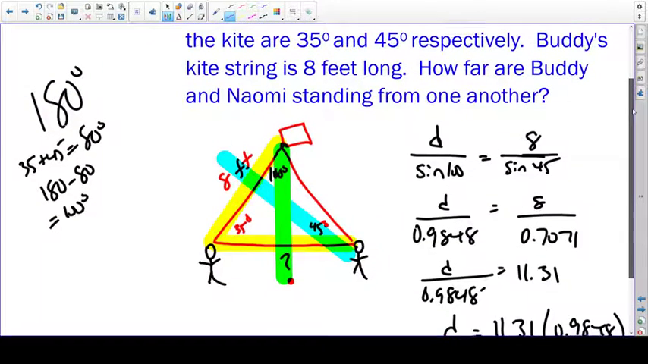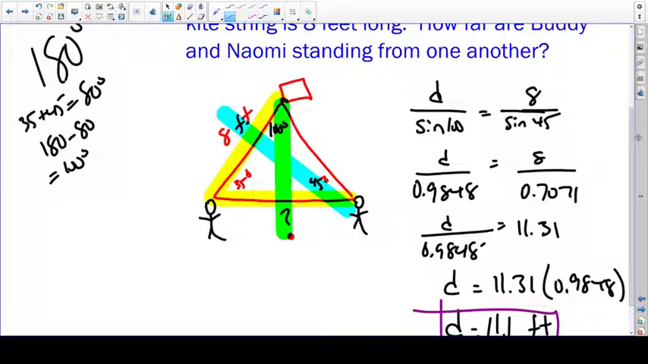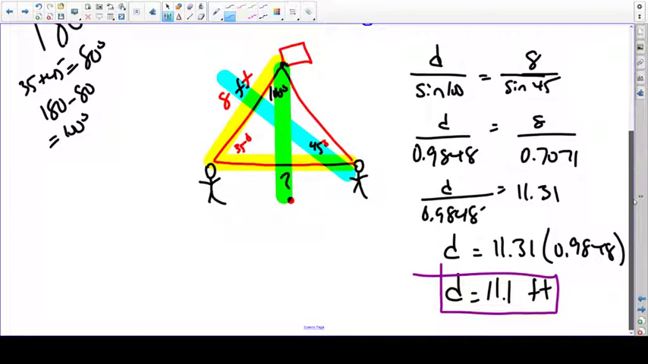All right? So again, we had to draw a picture. Then we had to identify whether we were using sine law or cosine law. We decided on sine law. It's the only one we could use. And the trick to this question was identifying that 100-degree angle. We had to use the fact that angles in a triangle add up to 180 to help us get there. And then we just applied sine law, and we found that Buddy and Naomi were standing 11.1 feet apart.